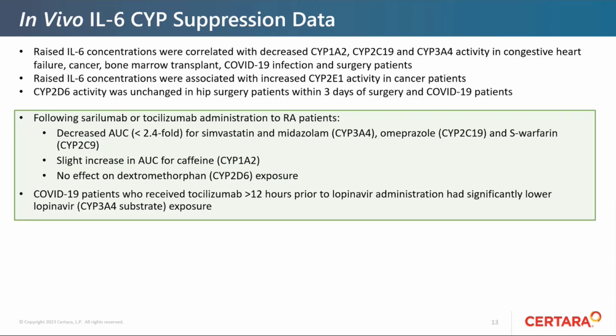The green box here shows some of the therapeutic protein drug interaction examples. There are two mAbs I'm mentioning here: one is sarilumab, the other is tocilizumab. These are mAbs that block IL-6 from binding to its receptor, and therefore they can remove the suppressive effect of raised IL-6. On administering these mAbs to rheumatoid arthritis patients, we see a decreased exposure for CYP3A4, 2C19, and 2C9 substrates, and a slight increase in AUC for CYP1A2 substrate, but again, no effect on 2D6.